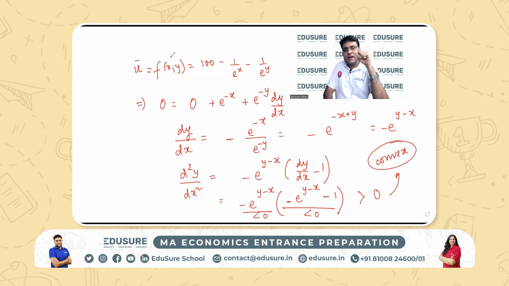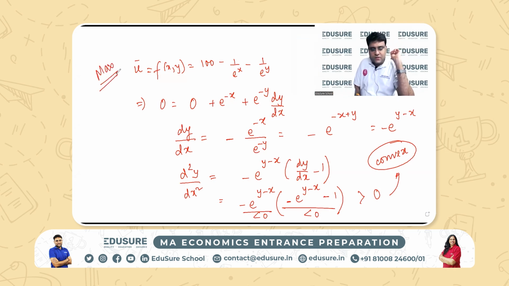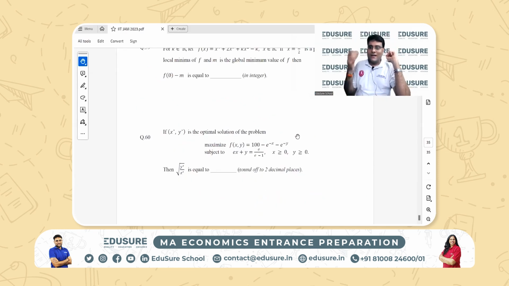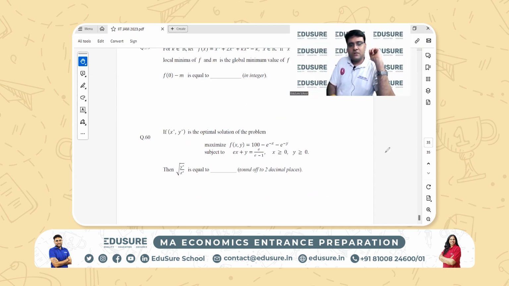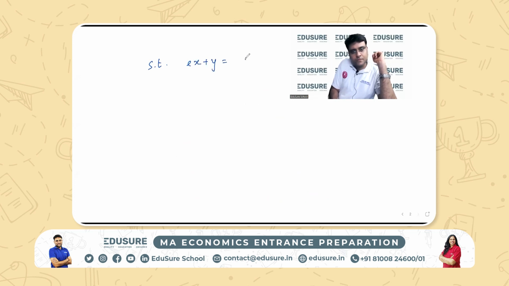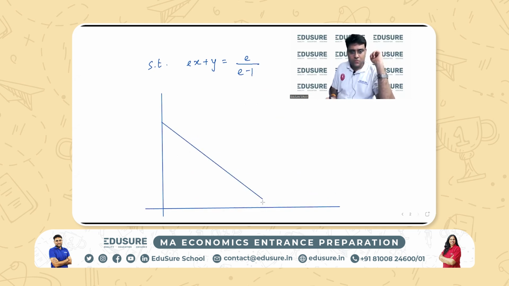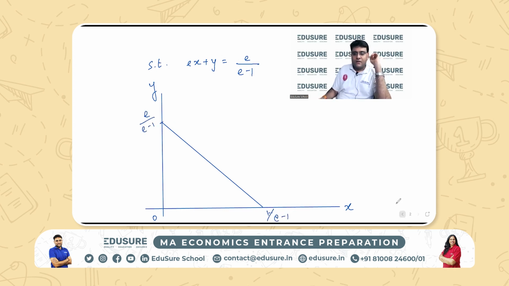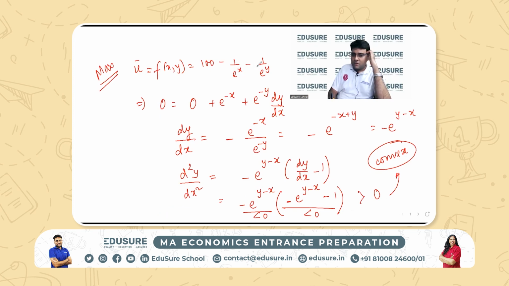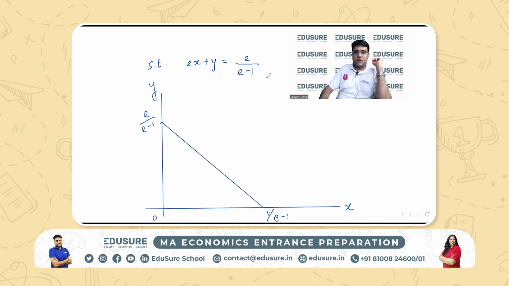So this is about just understanding how the level curves will look for this particular function, which I want to maximize. Okay. So this function, if I want to maximize, and if I want to find out the level curves for this, it will be convex. And subject to x plus y is equal to e by e minus 1. A constraint is... So the constraint itself is very easy. It's basically a straight line. Okay. If y is equal to 0, this will be 1 by e minus 1, and this is basically e by e minus 1. Okay, and this 100 minus e to the power minus x minus e to the power minus y will be convex. So the level curves will look something like this.